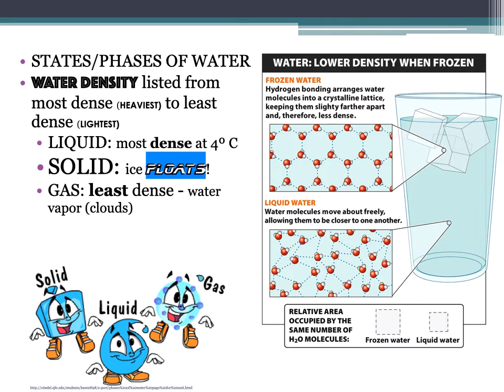You need to know the states or phases of water. Water density is listed from most dense, which is heaviest, to the least dense, or the lightest. Liquid is the most dense, and that's at 4 degrees. Solid, ice floats. Ice will float, which is why we can go ice fishing, and back to ice fishing in a second. And gas is the least dense. These are water vapor or clouds.